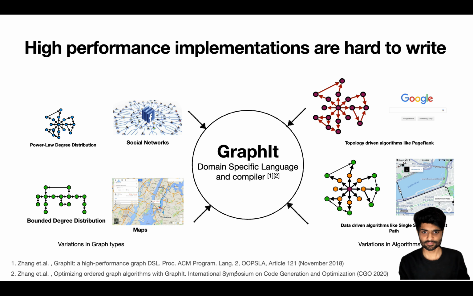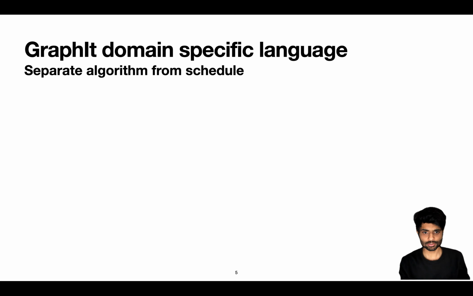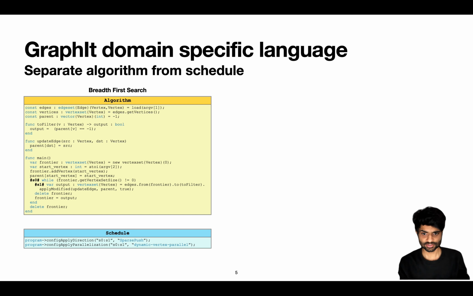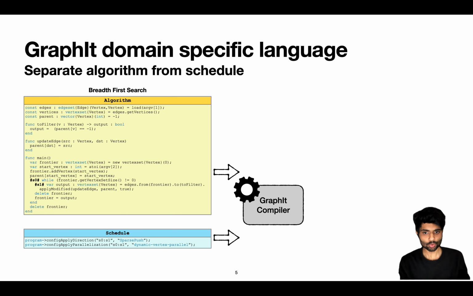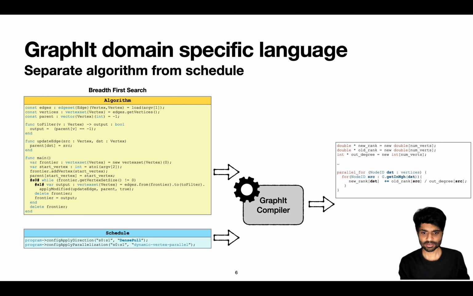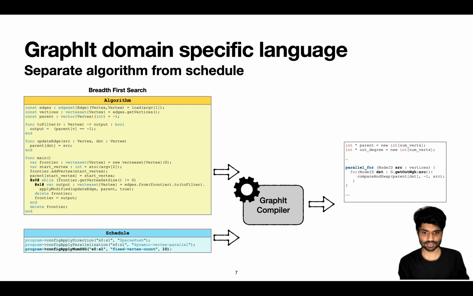The key feature of GraphIt is that it separates the algorithm representation from the schedule. The programmer writes in an algorithm language what to compute. The programmer also writes a schedule in the scheduling language, which is how to compute. Both of these are then fed into a specialized compiler that generates high-performance C++ code to run on CPUs. The developer can then change the schedule slightly to generate entirely different implementations with completely different optimizations.